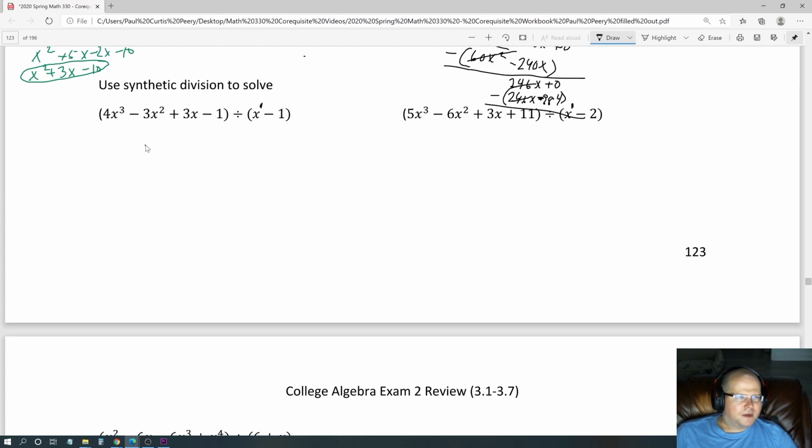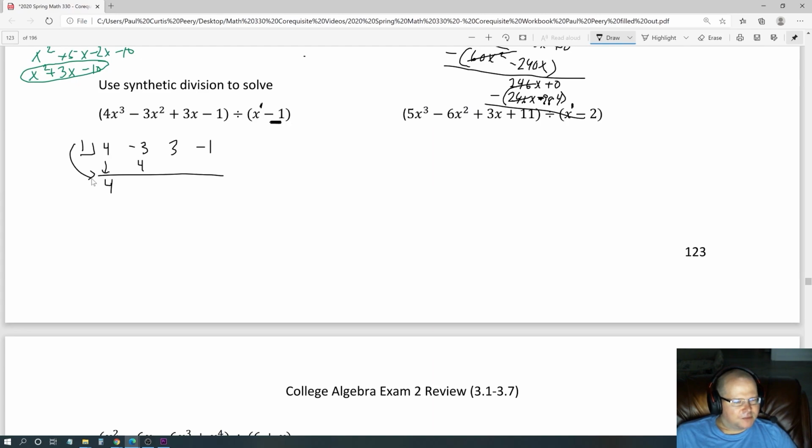Okay, so we are going to use synthetic division. I'm going to rewrite this polynomial here, but without the variables. So positive 4, negative 3, positive 3, negative 1. And then I'm going to divide it by the opposite of this right here. So that negative 1 right there, I'm putting as a positive 1 right here. So we bring down the first one, which is a 4. I'm going to say 1 times 4, and 1 times 4 is 4.